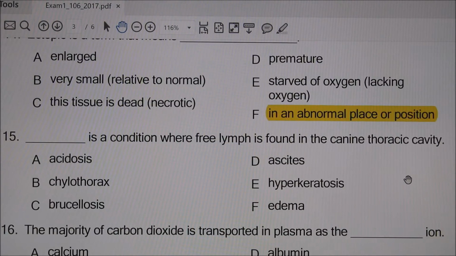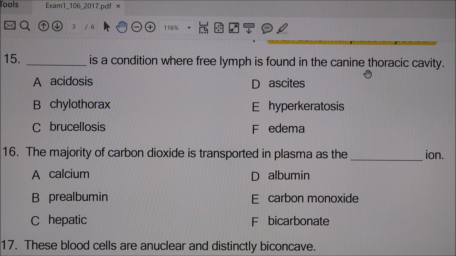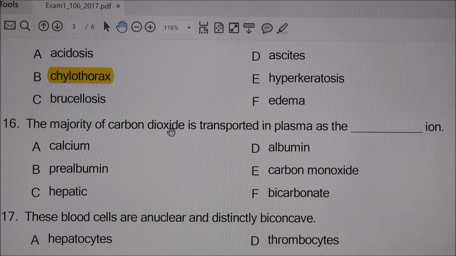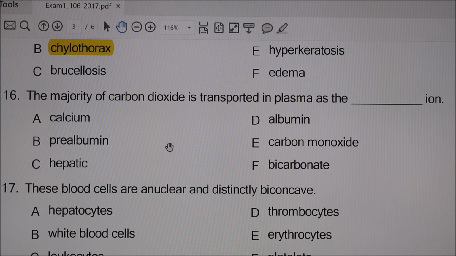I'm going to speed through this now. Free lymph in the canine thorax, definitely on a video. Chylothorax. I'm just doing this so you can see the right answer and what it was.